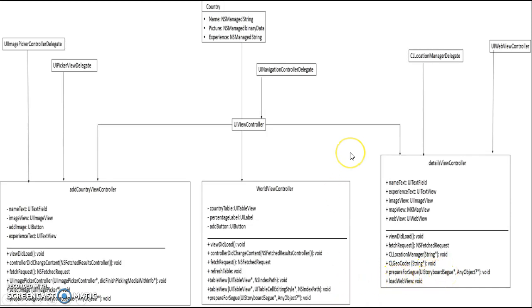And then load web view, which obviously loads the web view, which is the Wikipedia page. And what we used is the location manager for details view controller, and then the web view controller, for obvious reasons, to see the map and to see the Wikipedia page. And then the UI image picker is all the way over here. And then this is the entity that I used. It's country. It has a name, which is an NSManaged string, experience, which is also an NSManaged string, and then the picture, which we used as an NSManaged binary data, which is what we've been doing this past semester.